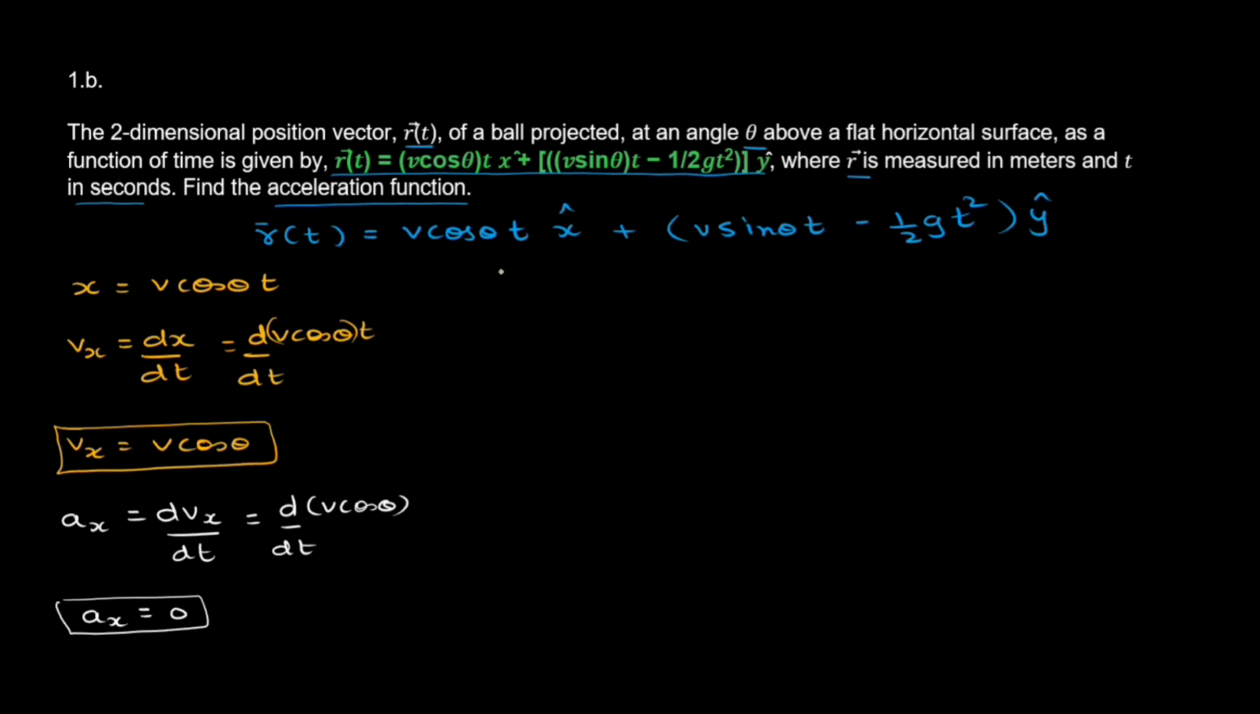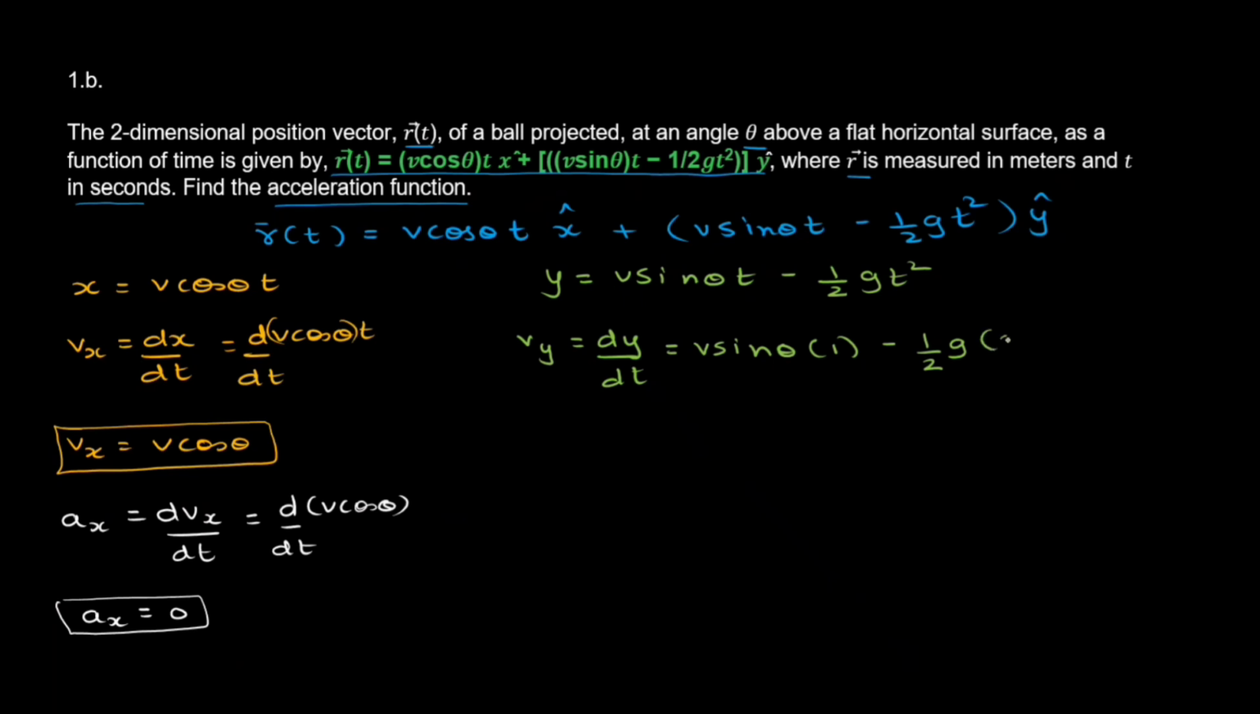We do the same thing to find the y component. First, we separate the y component of position. We write it as y equals all the term with y cap, v sine theta t minus half gt squared. Then we find the y component of velocity by taking the derivative of this term. So v sine theta over here is a constant and we keep it as it is. The derivative of just t is 1. Minus half g is a constant, so we keep it as it is. The derivative of t squared is 2 times t. So we get the y component of velocity to be equal to v sine theta minus half and 2 cancel each other, so we get gt.